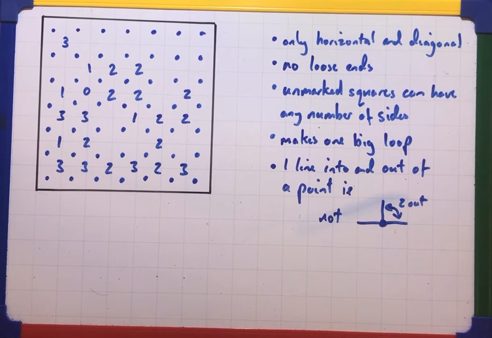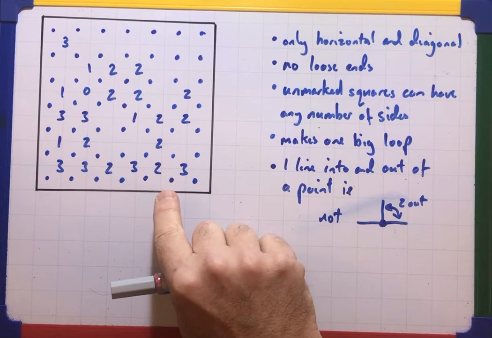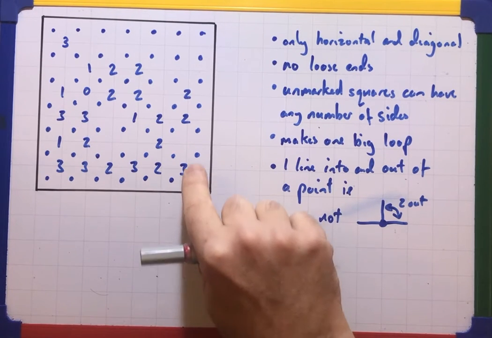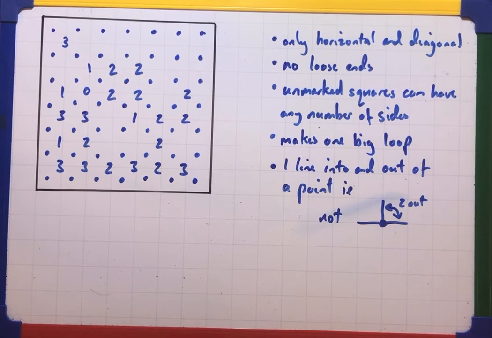Secondly, you must have one line going in and one line coming away from a point. So you couldn't have a situation like that, and you couldn't have a situation where you've got a single line going and stopping. It must continue, okay?